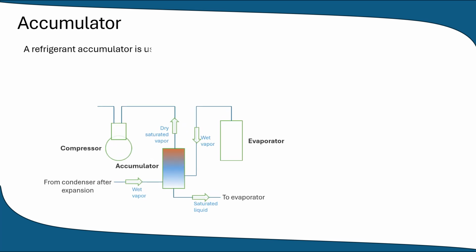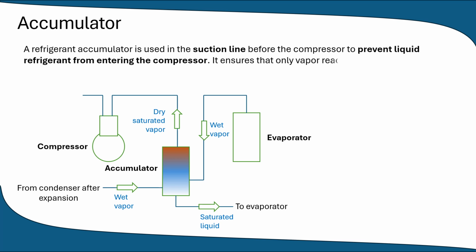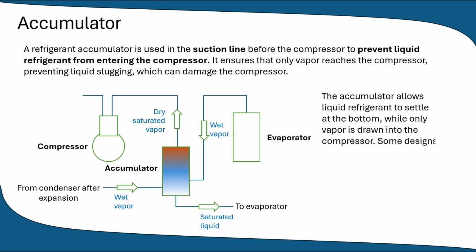First, let's examine the use of an accumulator. A refrigerant accumulator is used in the suction line before the compressor to prevent liquid refrigerant from entering the compressor. It ensures that only vapor reaches the compressor, preventing liquid slugging, which can damage the compressor. The accumulator allows liquid refrigerant to settle at the bottom, while only vapor is drawn into the compressor. Some designs include a heat exchanger or an orifice to help vaporize any remaining liquid refrigerant.